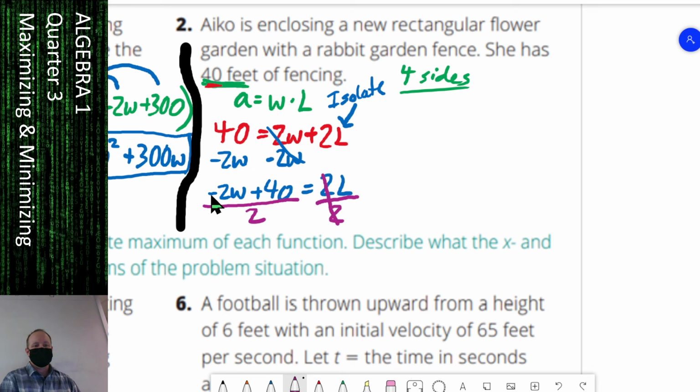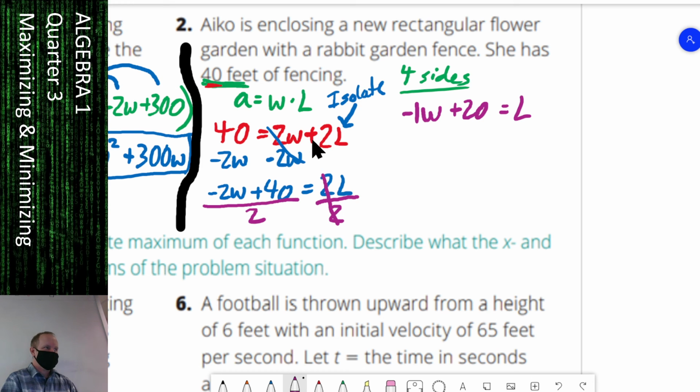Let's start with this one, though. The numbers. What's negative 2 divided by 2? Negative 1. Anything divided by itself is 1, and then negative divided by a positive is a negative. And what do I put behind the 1? We did not divide that W out. If there's a W down here, it would have canceled out, but we need that W in there. And then divide this one. What's 40 divided by 2? 20. And we finally got the L by itself.